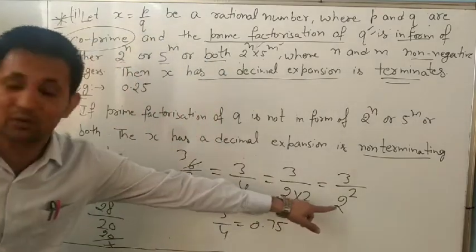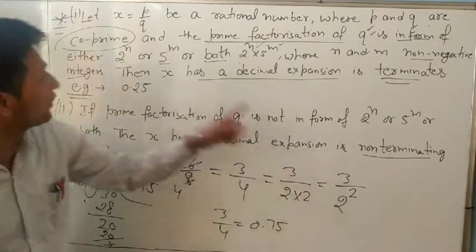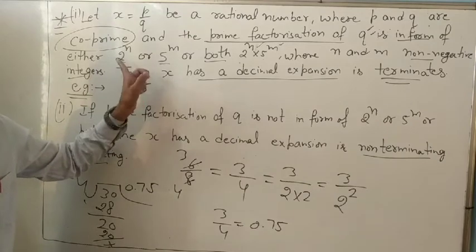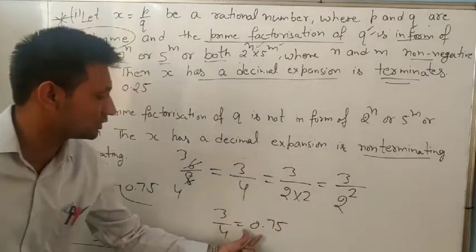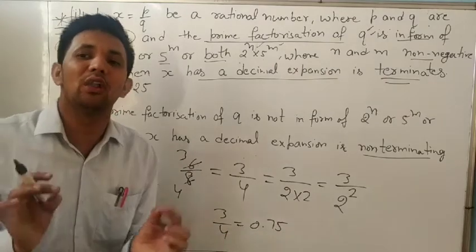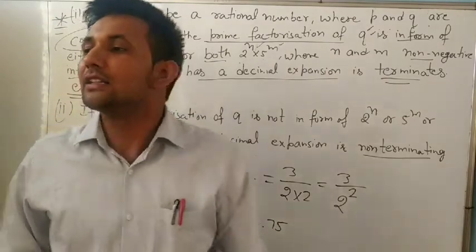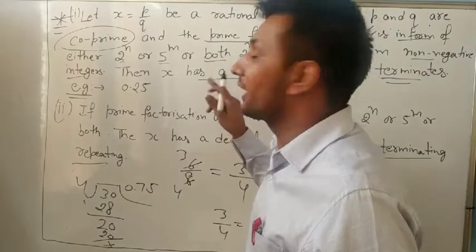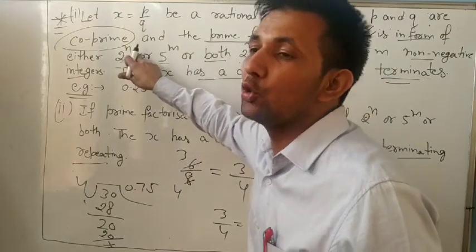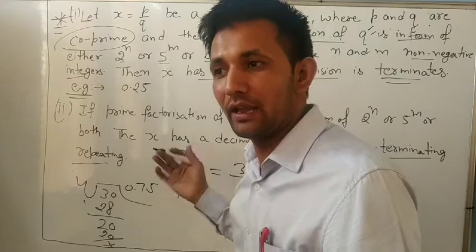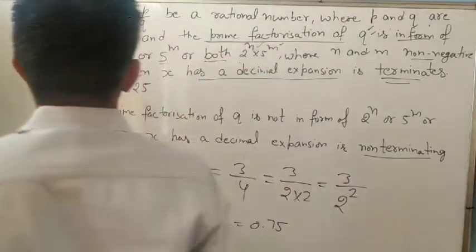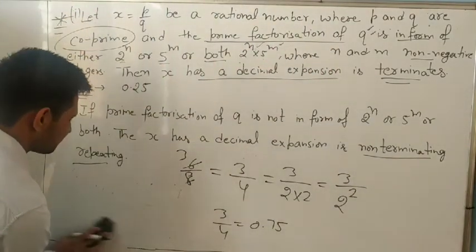And we found it directly, or not? Because in the denominator the prime factorization is in the form of powers of 2, so it is terminating. In the question we only write that the denominator is in the form of 2 to the power n, therefore it is terminating. Okay? Suppose we take one more example, dear.